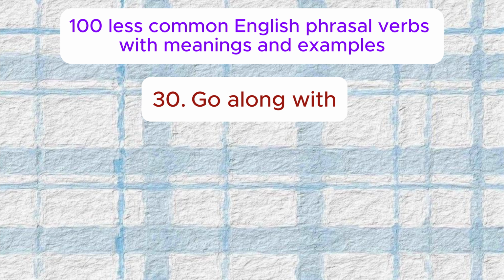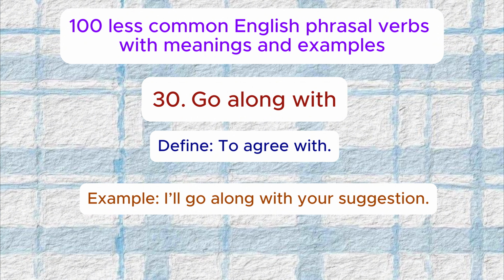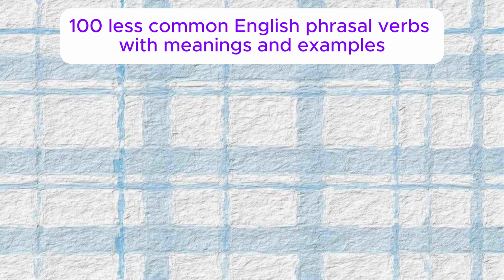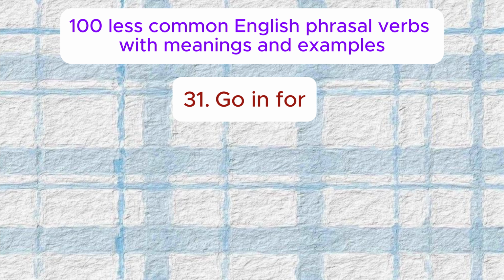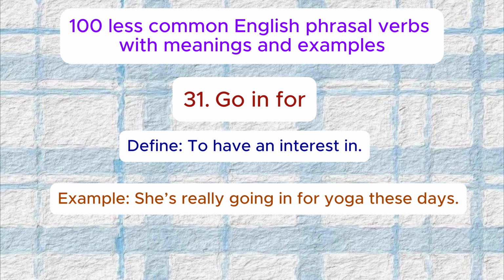30. Go along with. Define, to agree with. Example, I'll go along with your suggestion. 31. Go in for. Define, to have an interest in. Example, she's really going in for yoga these days.